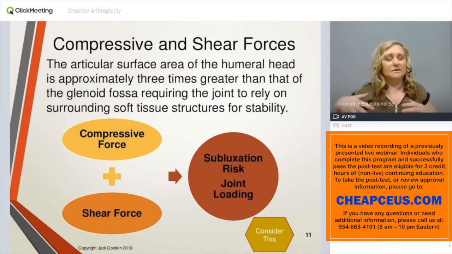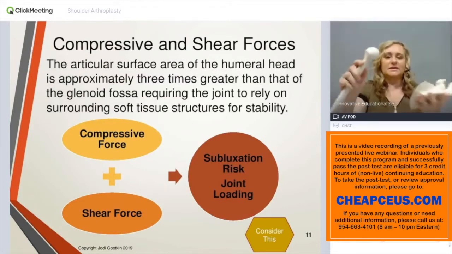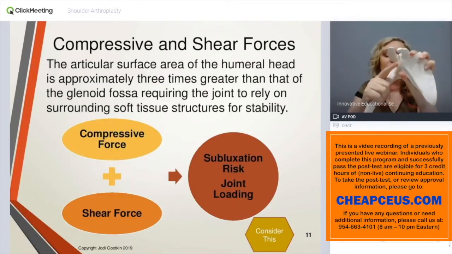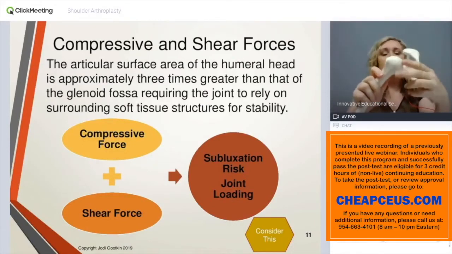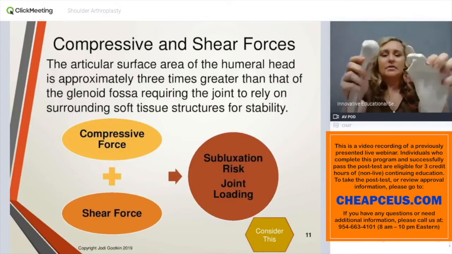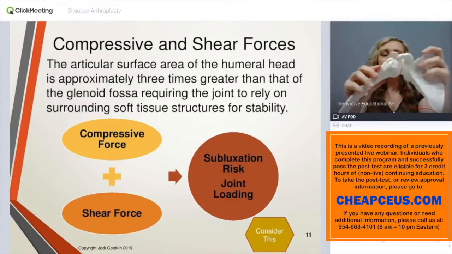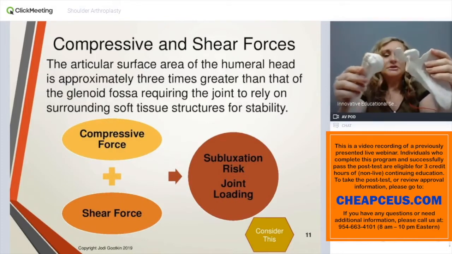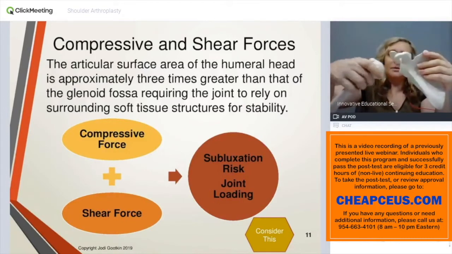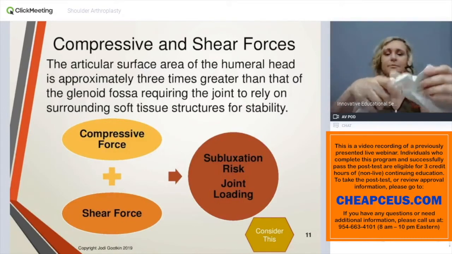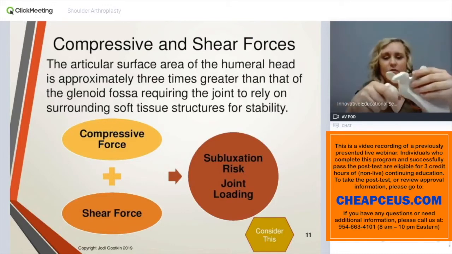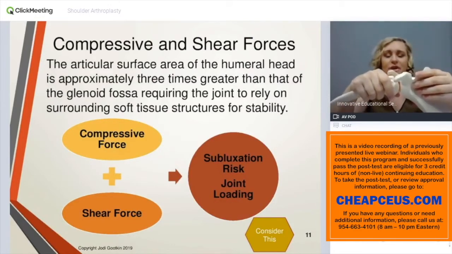As we look at the movements that occur, in order for this large humeral head to stay articulated with this small glenoid fossa, the relationship here, this humeral head is about 3 times the size of the glenoid fossa. So as we're performing different movements of our shoulder, there's a combination of compressive forces that are going to be inwardly directed forces by the rotator cuff, as well as downward forces to prevent impingement.